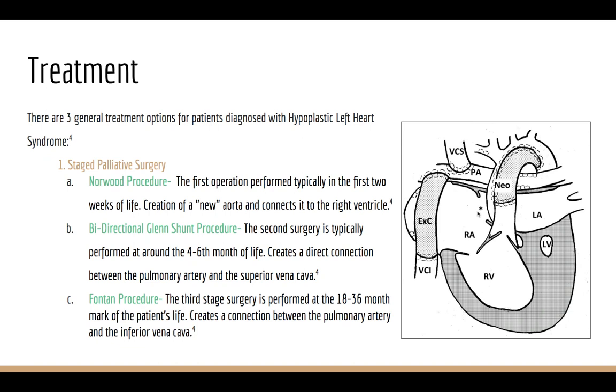We can start right here with the Norwood procedure, where a new aorta is created connecting to the right ventricle. Then the bidirectional Glenn shunt procedure connects the superior vena cava to the pulmonary artery. And lastly, the Fontan procedure connects the inferior vena cava to the pulmonary artery.